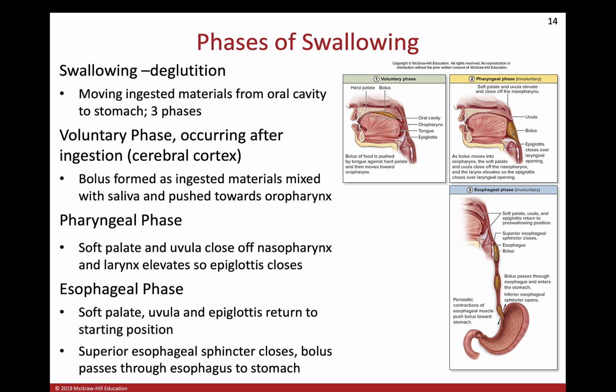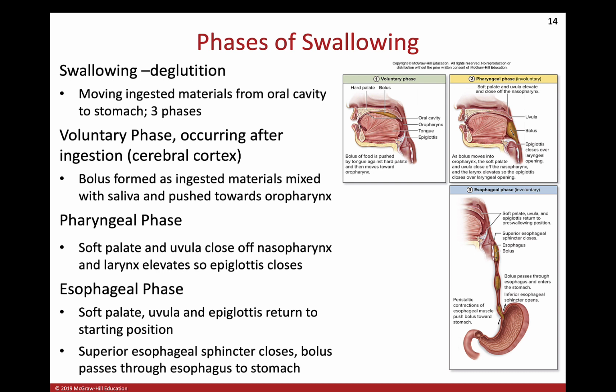Now, there are 3 phases involved in swallowing, which is also known as deglutition. This is the moving of ingested contents from the oral cavity to the stomach. There is a voluntary phase. This occurs after ingestion, and it involves the cerebral cortex. Remember, the bolus is formed as the food we consume is mixed with saliva, and it is pushed back towards the oropharynx.